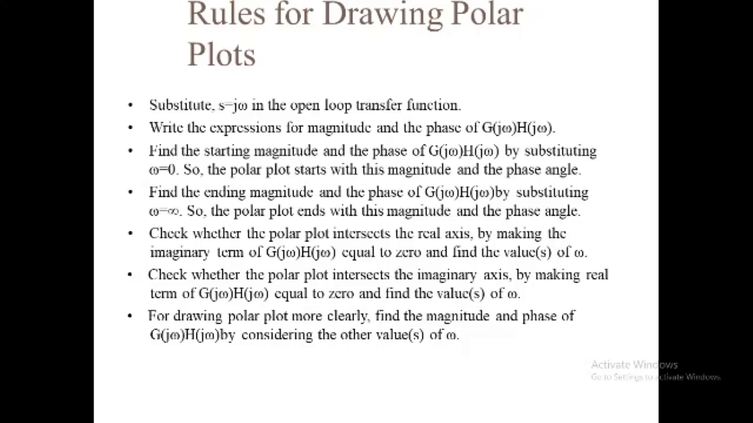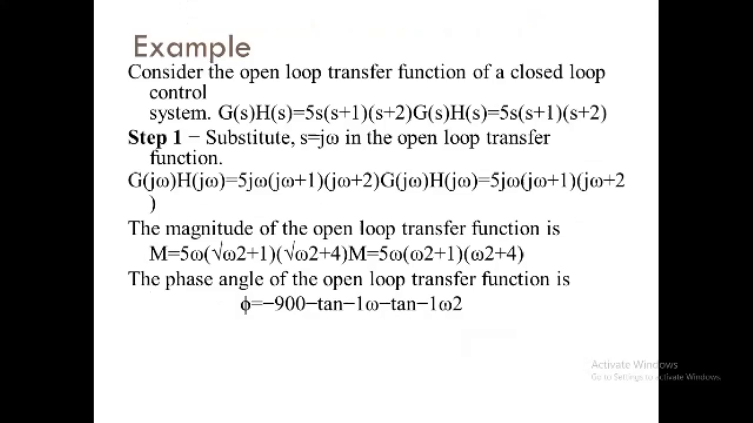For drawing this polar plot, find the magnitude and phase angle of G(jω)H(jω) by considering other values of ω. Here we are taking one example. Consider this open loop transfer function of a closed loop control system: G(s)H(s) equals 5 upon s(s+1)(s+2).